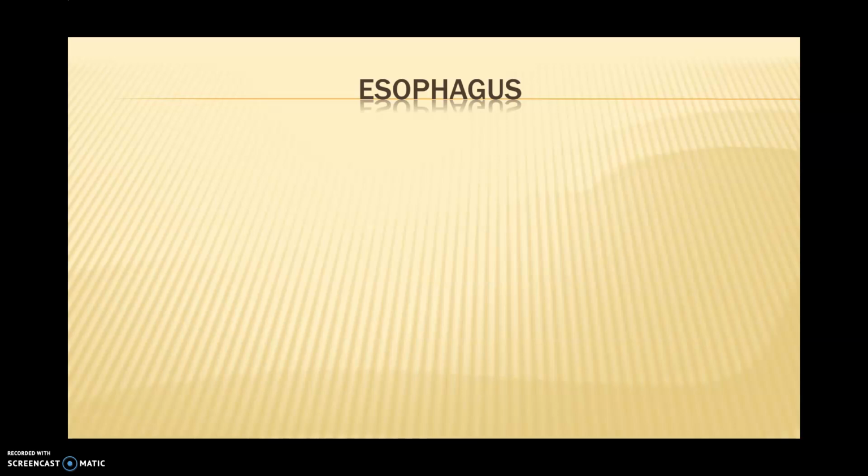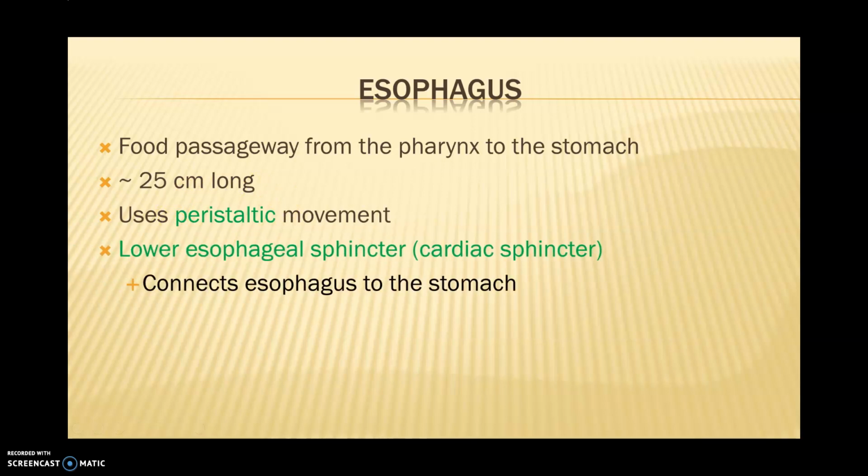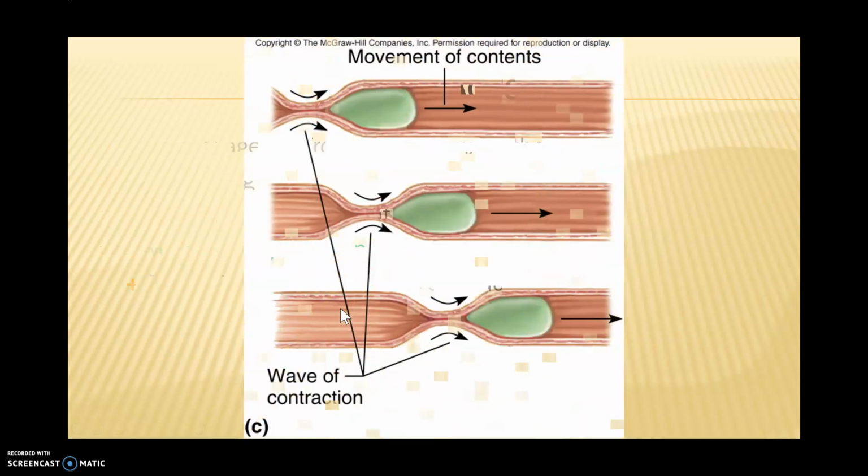And now we are moving down into the esophagus here. So the esophagus is the food passageway from the pharynx to the stomach. It's about 25 centimeters long. And I do want to remind you too, it has smooth muscle tissue that lines it. And that smooth muscle tissue is going to benefit with this peristaltic movement of that food. And then from our esophagus, we'll go through the lower esophageal sphincter, and that's going to connect the esophagus to the stomach. But let's take a look at this peristaltic movement real quick.